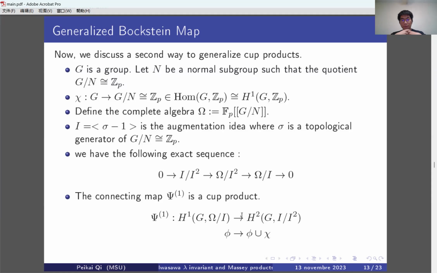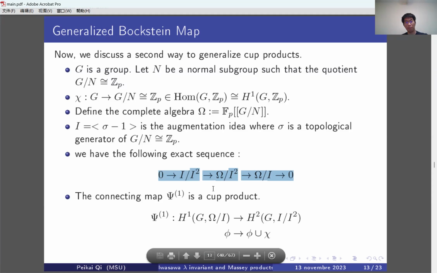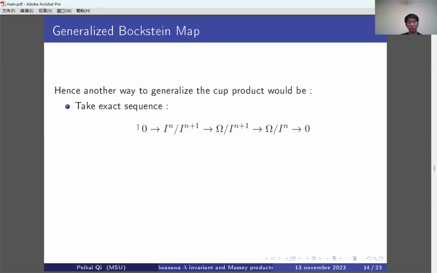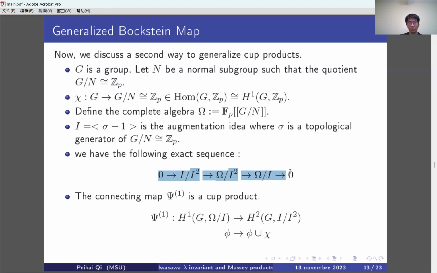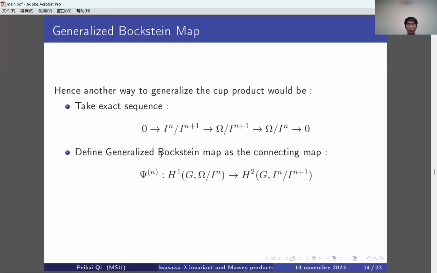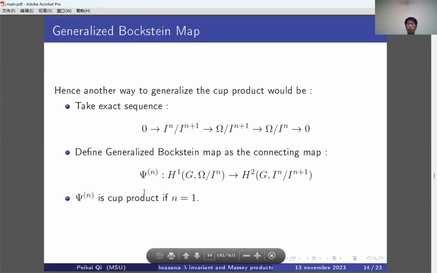Now we want to generalize the cup product. Here we take this exact sequence, and the cup product is a connecting map. So the natural idea is to take the exact sequence I^n/I^(n+1) to Ω/I^(n+1) to Ω/I^n. The previous page was the case n equals 1, and now we take n to be an arbitrary integer. We define the generalized Bockstein-type map as the connecting map from H^1 to H^2. When n equals 1, you recover the cup product.